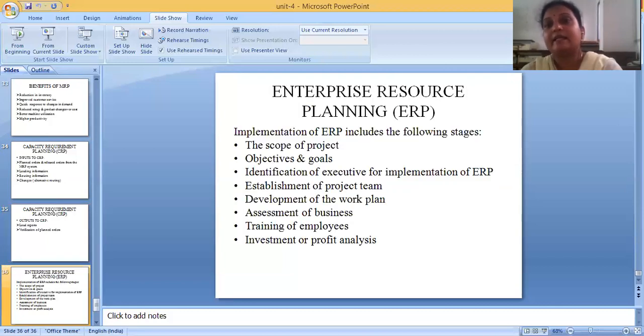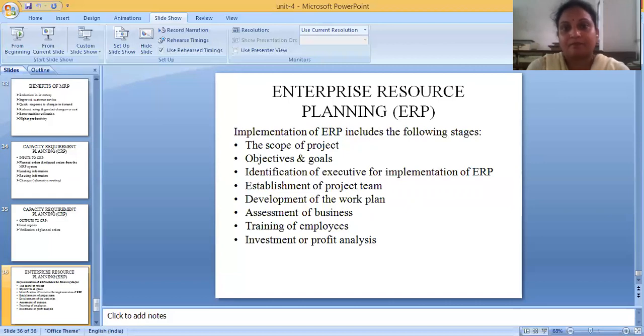Next one is enterprise resource planning, that we call ERP. Enterprise resource planning includes a few things. First one is the scope of the project. See, enterprise resource planning speaks about everything that you need in the company. Material resource planning is speaking only about the material. Manufacturing resource planning is speaking about the complete manufacturing process. Capacity requirement planning is speaking about the capacity of machines and persons. But enterprise resource planning speaks completely about the things that you require in that particular organization.